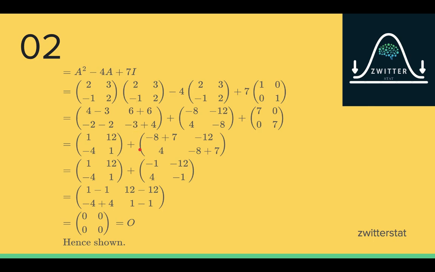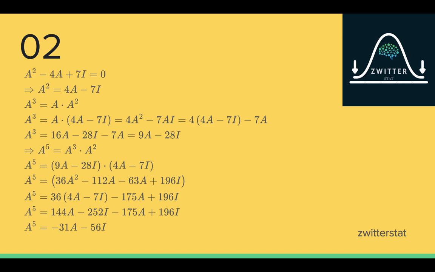So now let's use this result to calculate the value of A to the power 5. So from this expression I can write A square equals 4A minus 7I, and we know A cube equals A times A square. So instead of A square I can write 4A minus 7I. Then I will multiply A to each and every element inside this bracket. So I get 4A square minus 7AI.